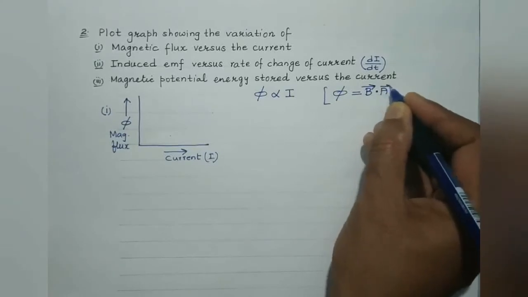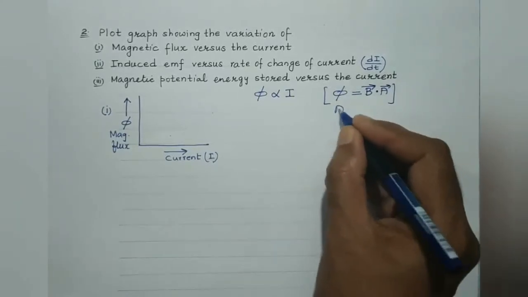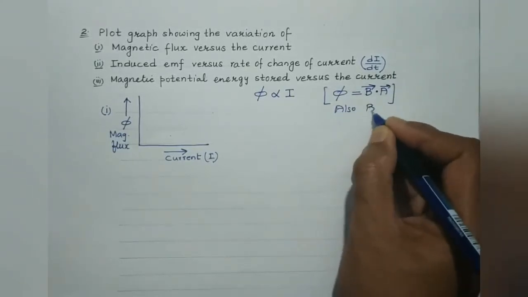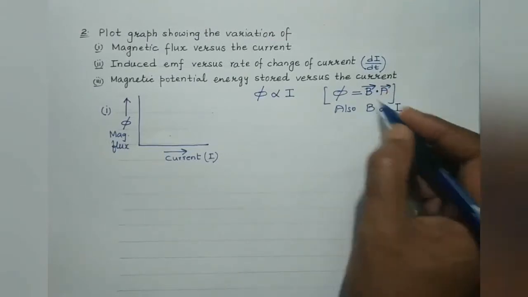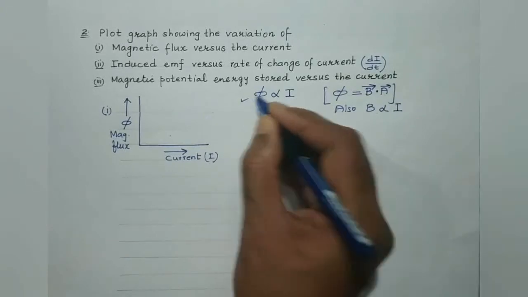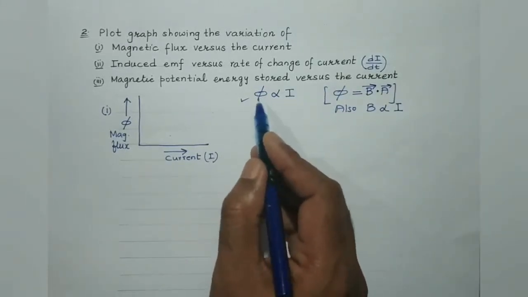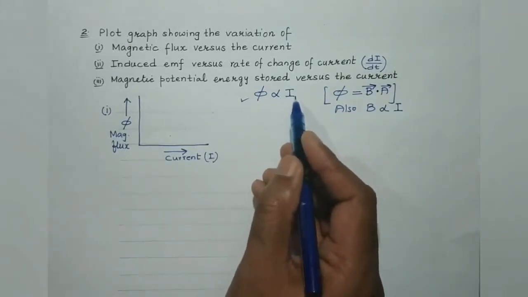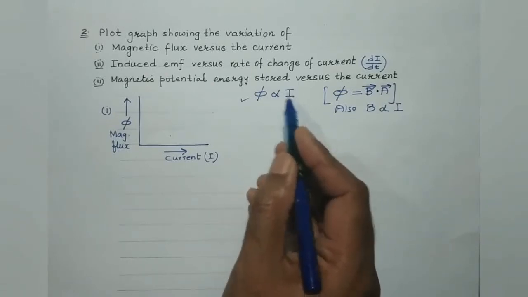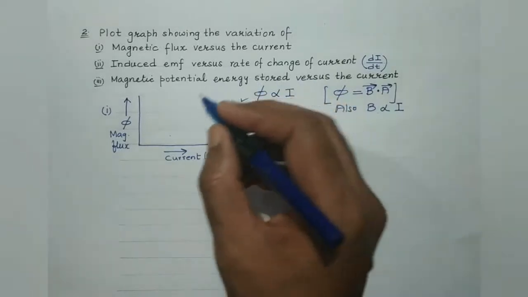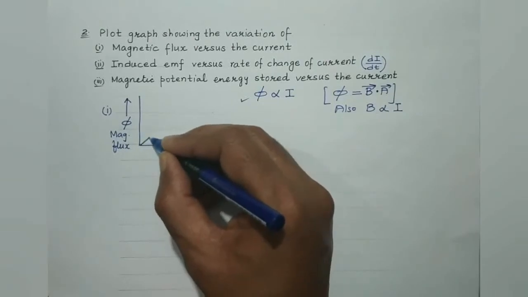Why is it so? Because we are aware magnetic flux is equal to the scalar product of magnetic field and the area vector, isn't it? And also magnetic field is directly proportional to the current flowing through the coil. So combining these two, we can safely conclude that flux associated with the coil is directly proportional to the current flowing through it. So since these two quantities are linearly dependent, therefore we must obtain a straight line equally inclined and passing through the origin. So it should be like this.